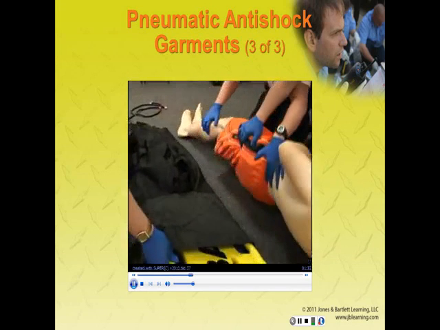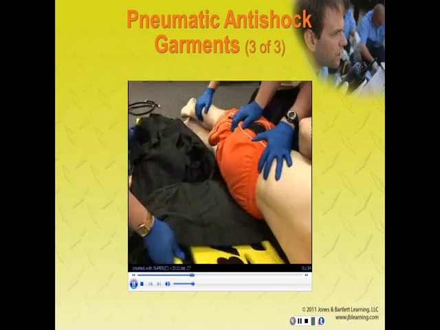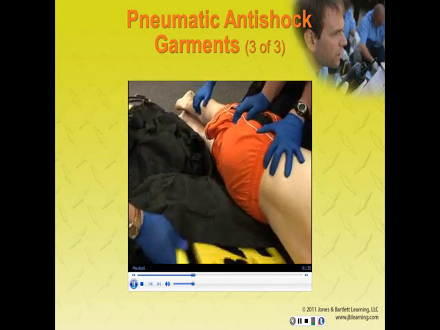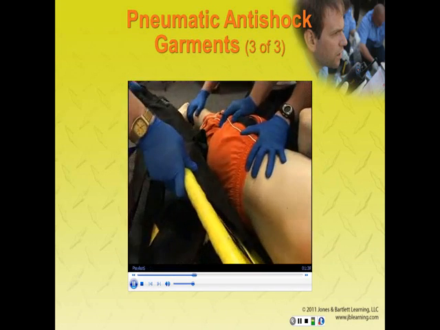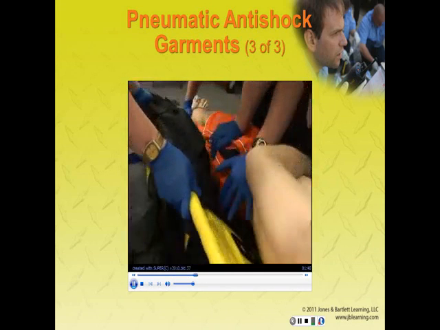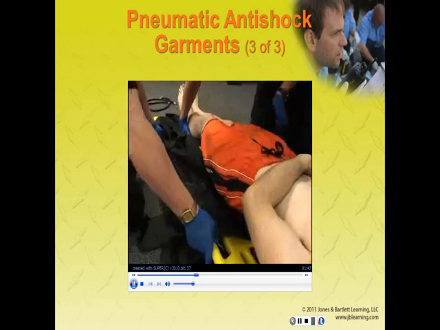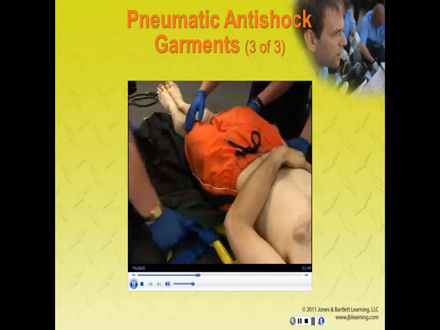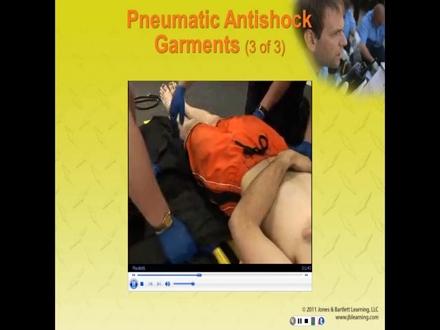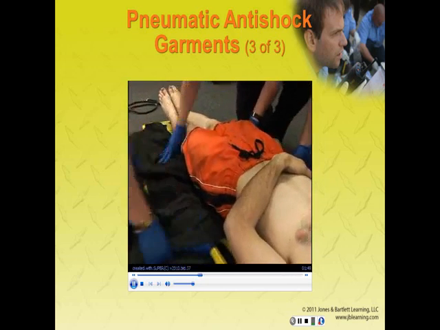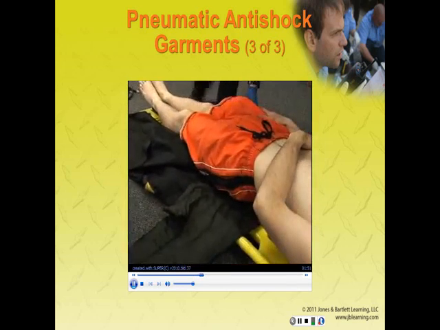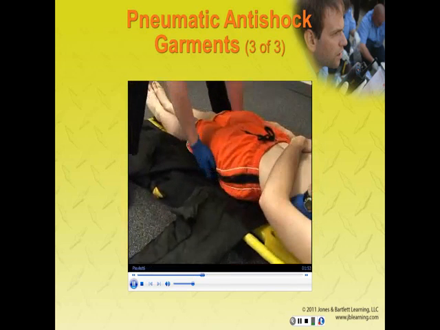Place the PASG under the patient's legs and carefully work it under the patient's hip. Remember, your patient may have a lower spine injury. Caution should be used to prevent additional injury. Position the top of the garment below the patient's lower rib margin. The midsection should be carefully aligned along the spine.